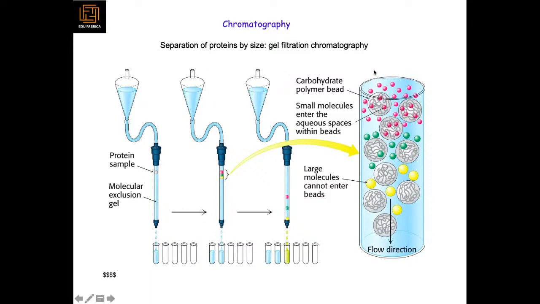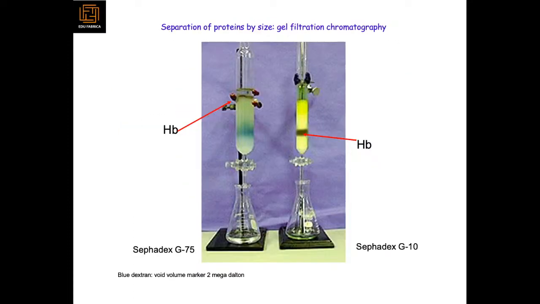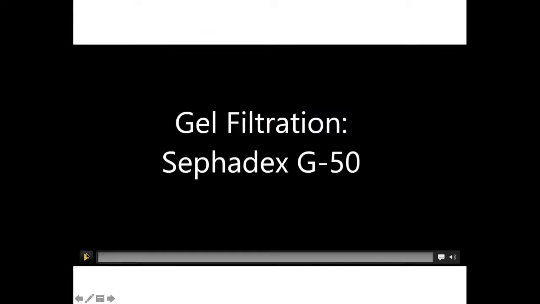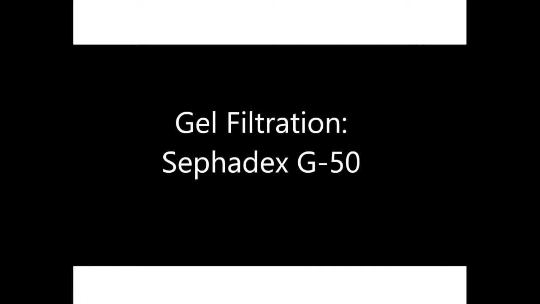When you add a mixture of proteins or enzymes, you will have carbohydrate polymer beads in which the small molecules, the red ones, will get attached, while the green ones and the yellow ones will flow out. When you put it in, they will start flowing. The yellow one will go fast, then green, and then the red. So that's the basic principle behind it. So let's see how this chromatography is done.